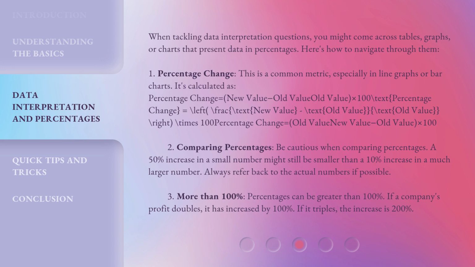2. Comparing percentages. Be cautious when comparing percentages. A 50% increase in a small number might still be smaller than a 10% increase in a much larger number. Always refer back to the actual numbers if possible. 3. More than 100%. Percentages can be greater than 100%. If a company's profit doubles, it has increased by 100%. If it triples, the increase is 200%.